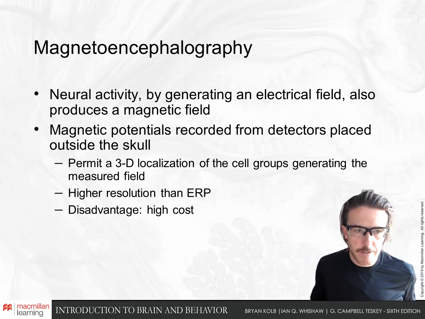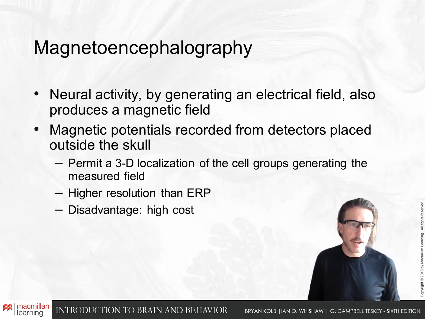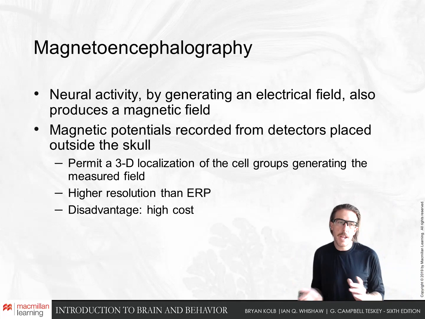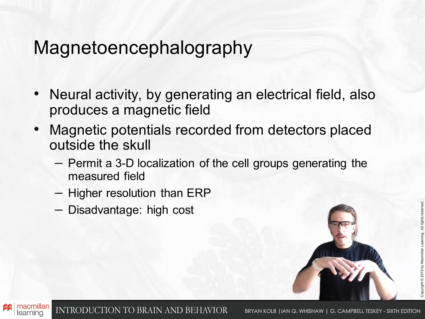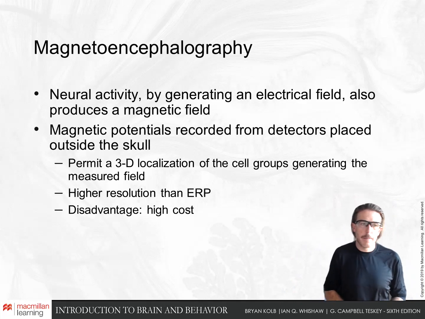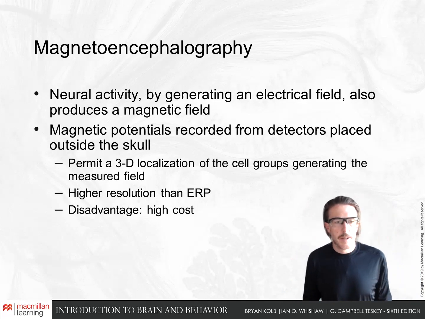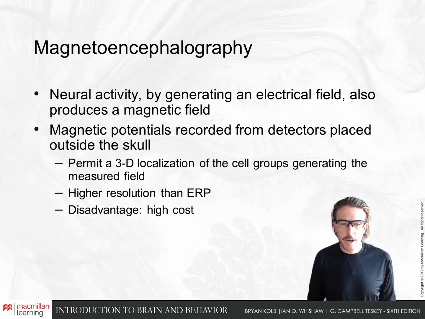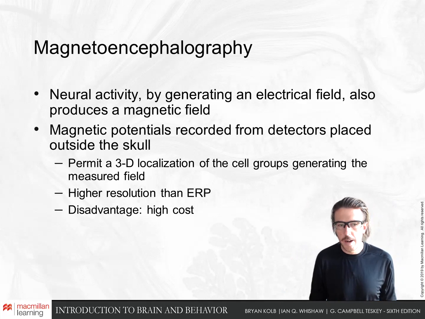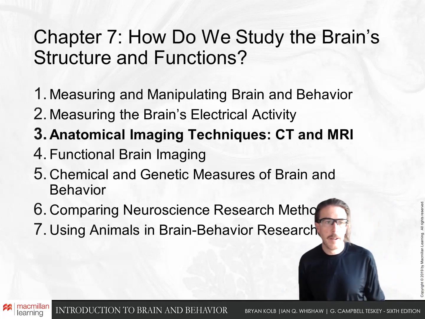So we place a bunch of these detectors on the outside of the skull, and we allow for a 3D localization of electrical activity that's more effective than with EEG, because the magnetic activity is less smeared by the scalp and skull. It, however, does have a high cost, and importantly, it is not very portable, but newer technologies are allowing for recent advances in this tech.